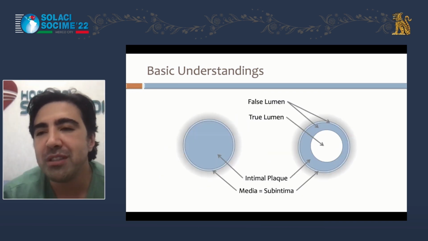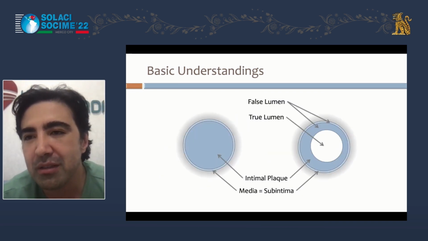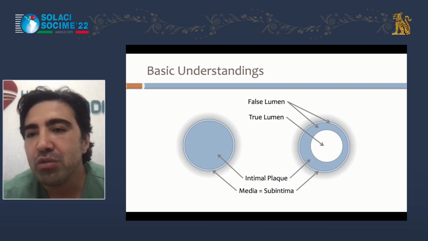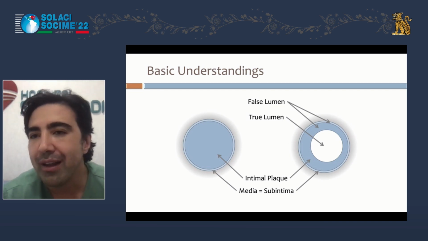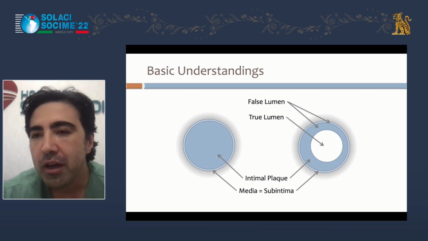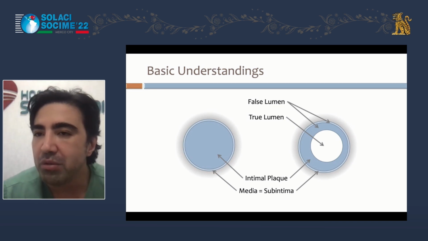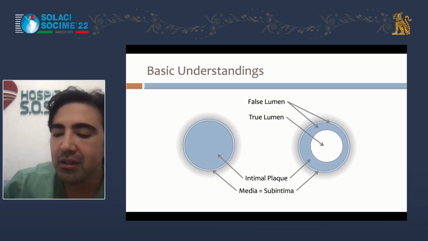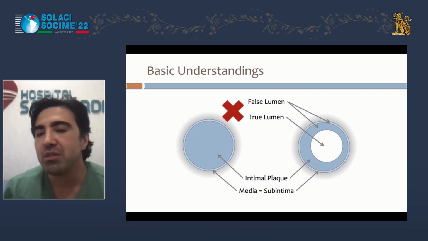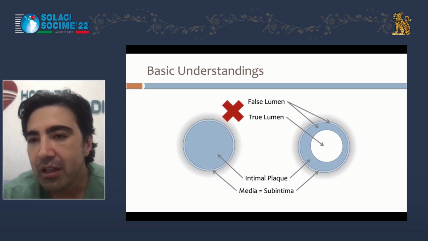But in CTO PCI, you have to understand the basics: you don't have a false lumen like in a non-CTO lesion. You don't have a lumen, you have intimal plaque. Then it's wrong to say that you are in the false lumen.